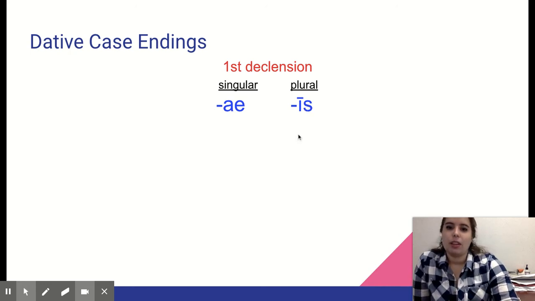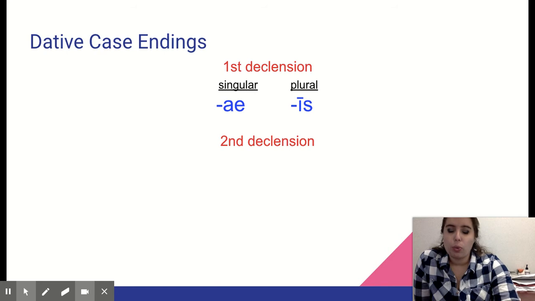This dative plural is one of the few endings in the first declension that does not have an A in it. All right, in second declension nouns, remember these are nouns that end in US, like servus, these dative case endings will be a long O and a long IS. So we see the dative plural is the same for first and second declension. So that's kind of nice.